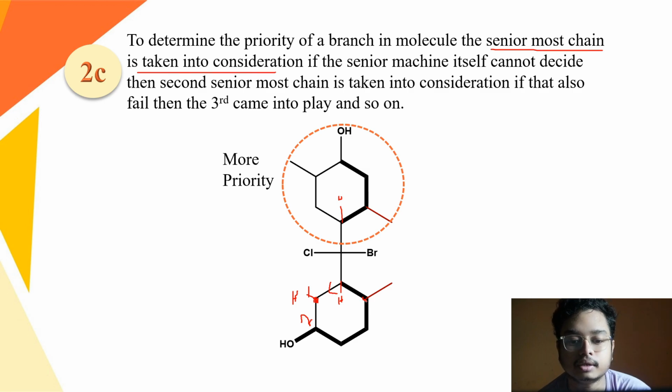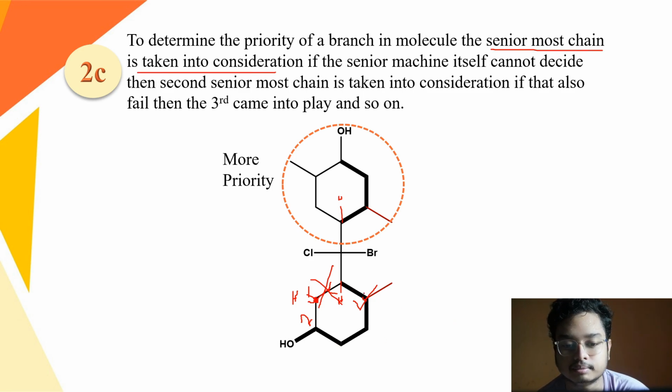But here in this particular carbon center, all are carbon. So between these two groups, the priority of this particular carbon is higher. So we have to choose this pathway, not this pathway, because it is written here that the senior most chain is taken into consideration. So this senior most chain is something like this, because this particular carbon has the highest priority over this carbon. So our pathway is something like this.